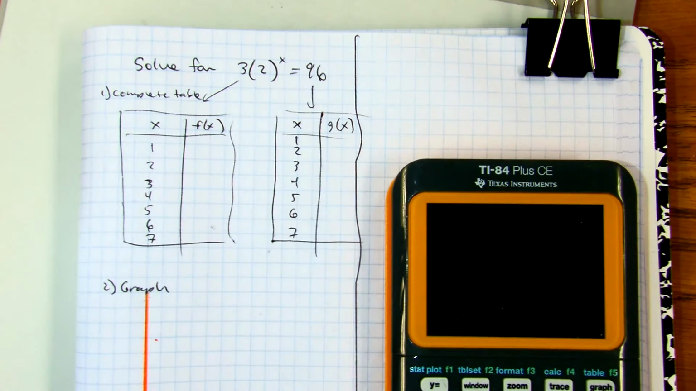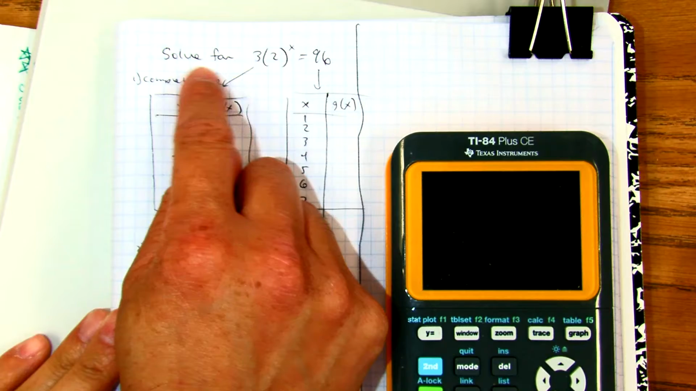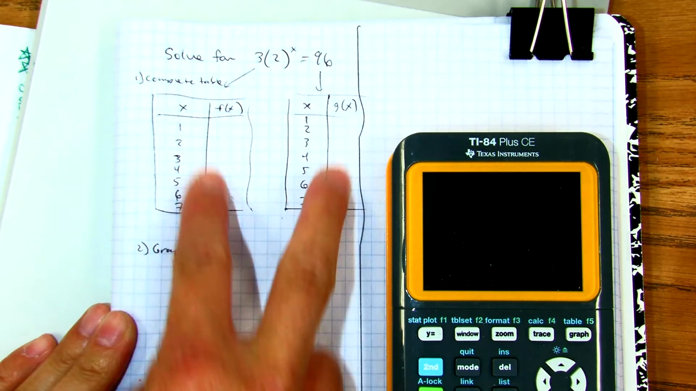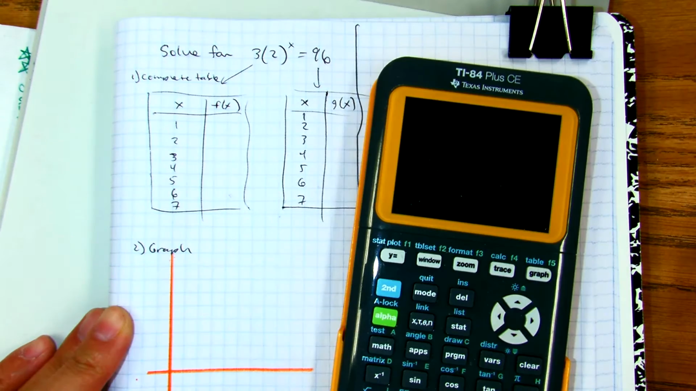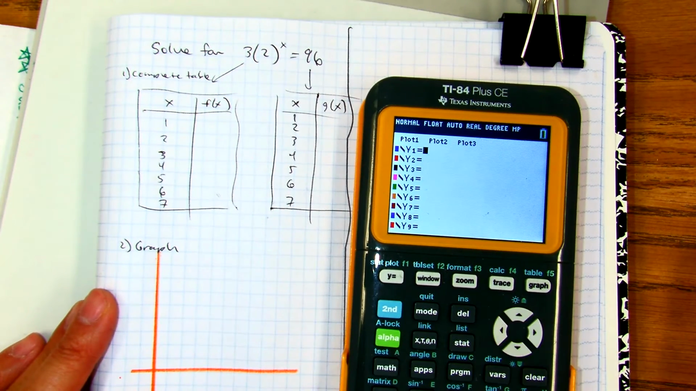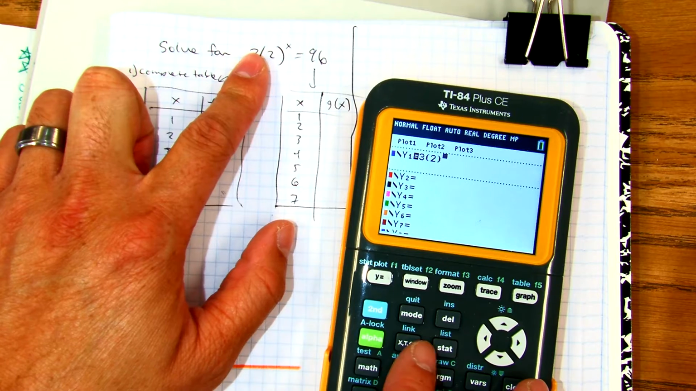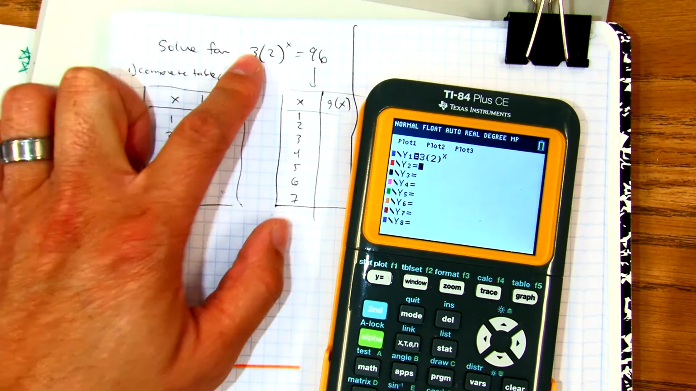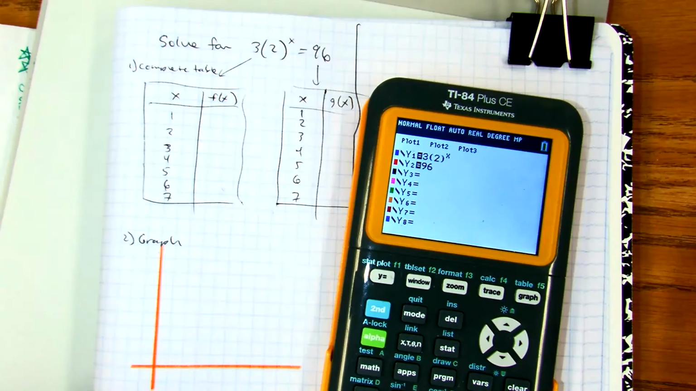For now, all you guys know is just exponential functions. I've asked you to graph or solve 3 times 2 to the x power equals 96. I've asked you to create this table of values for both the left side and then the right side of the equation. So let's put that into our calculator. I'm just going to put in 3 parentheses 2 to the x power. And then on the other side, I asked you to put what? 96. Raise your hand if you did that so far.